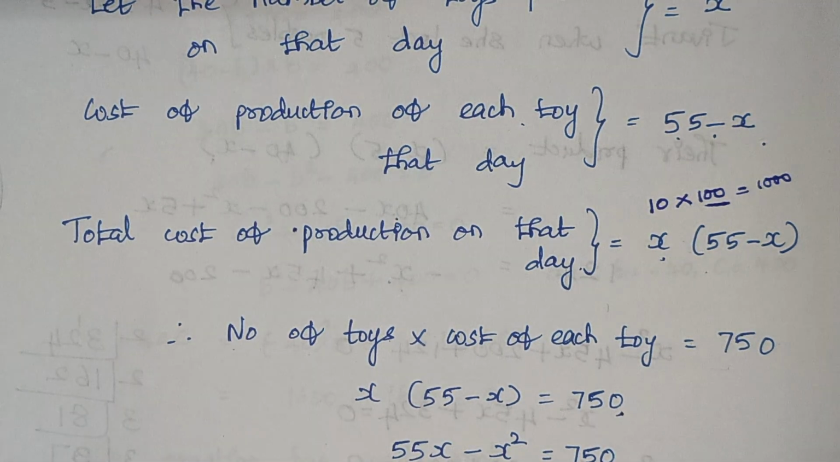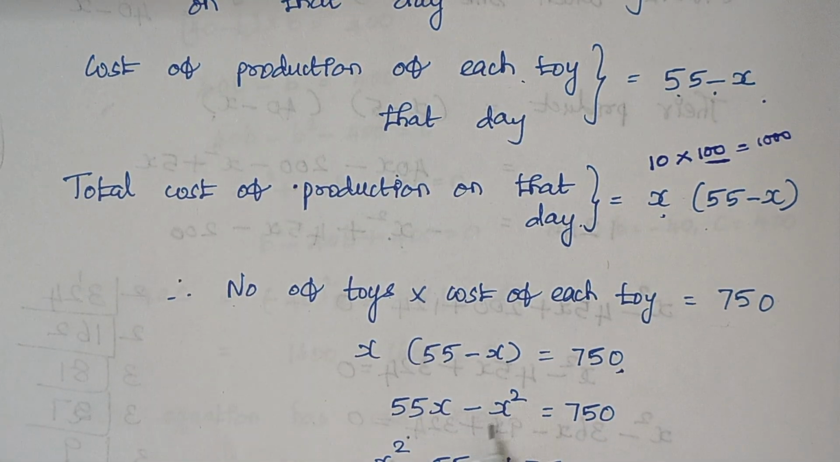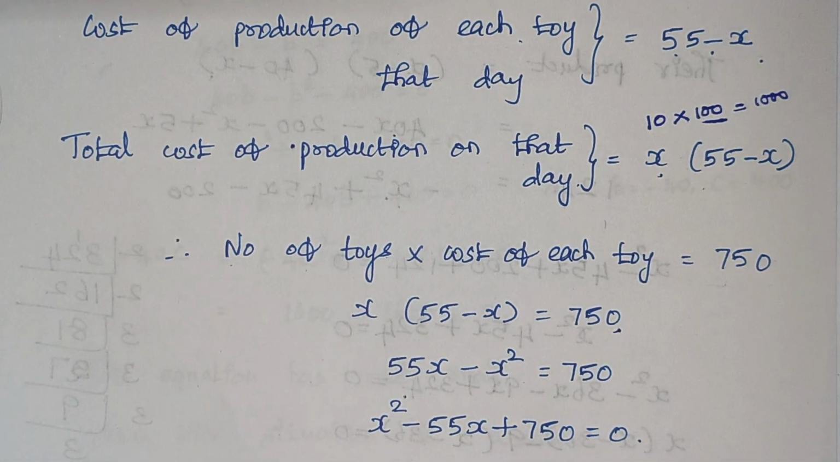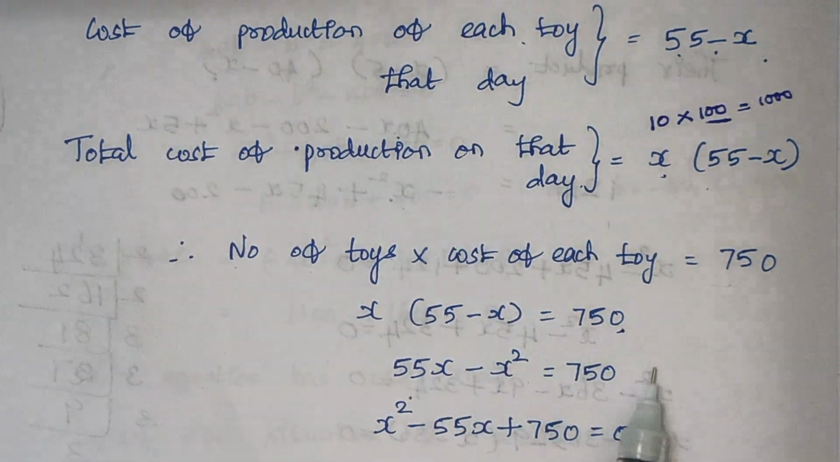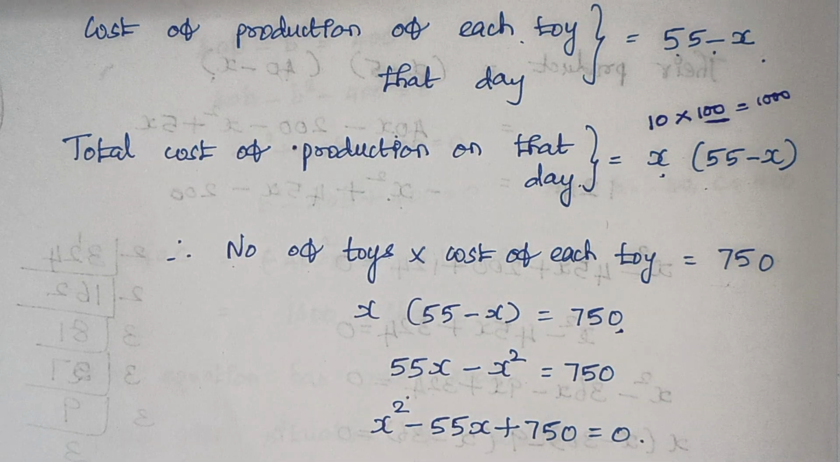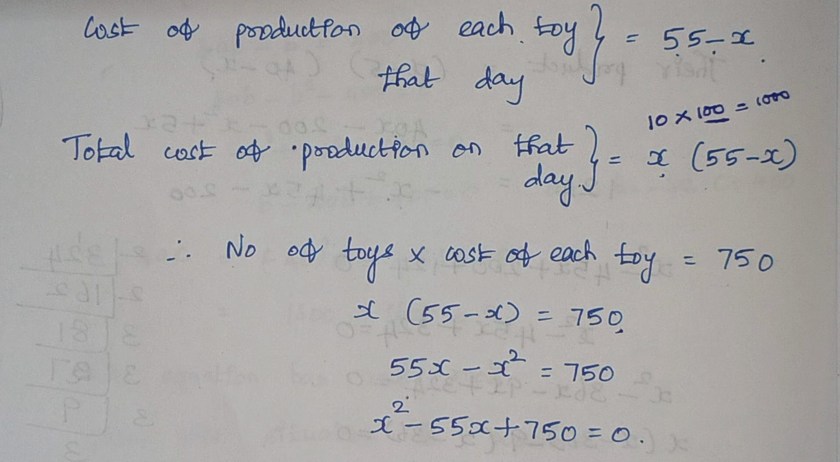So once you solve here, we get 55X minus X square is equal to 750. Once you simplify, again, we always need a positive X square term. So I am shifting this expression to the right hand side. Therefore, here we have X square minus 55X plus 750 equal to 0. So now we have to solve this quadratic equation.